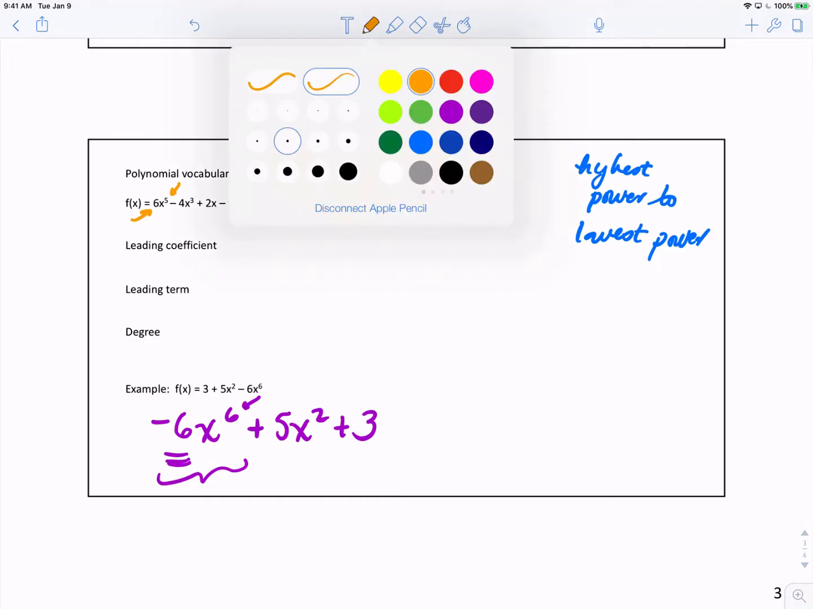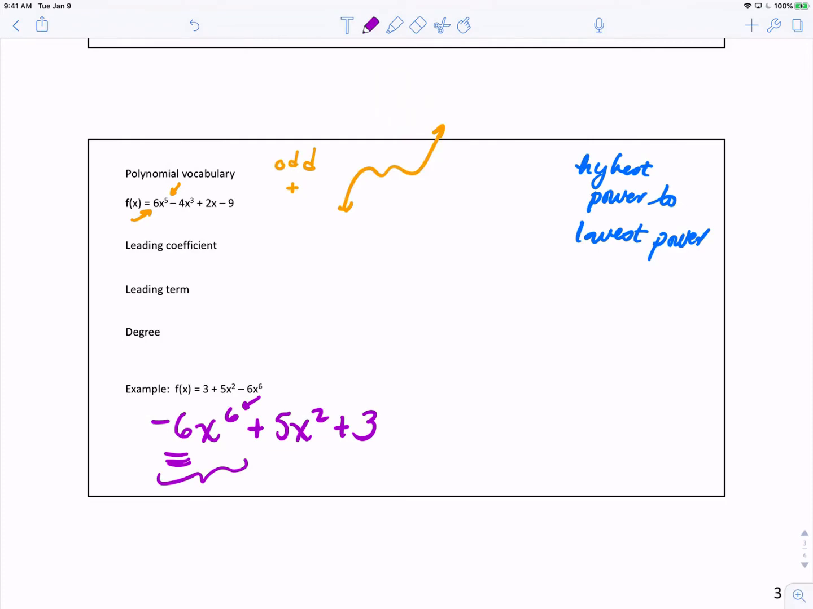If we were to write that in arrow notation, we would say, as x approaches negative infinity, on the left side, the function is getting smaller and smaller, going to negative infinity. And as x approaches positive infinity, meaning it's larger and larger, we can see that f of x is also getting larger and larger. f of x is approaching infinity.